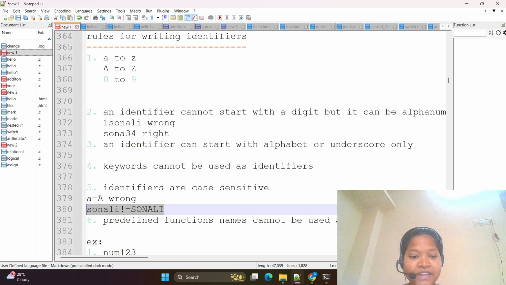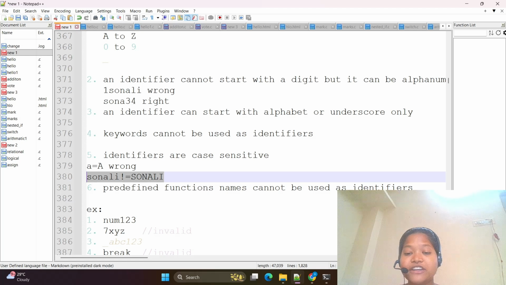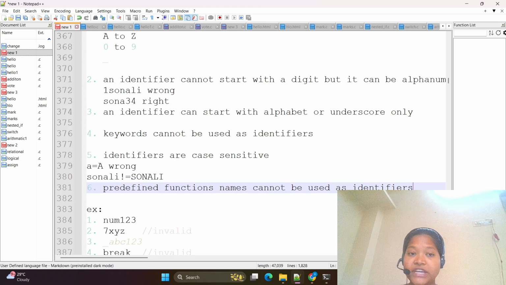Got it? Then a predefined function name cannot be used as an identifier. Predefined function names like printf and scanf are already defined in some library, so they can't be taken as identifier names. Did you get any idea?